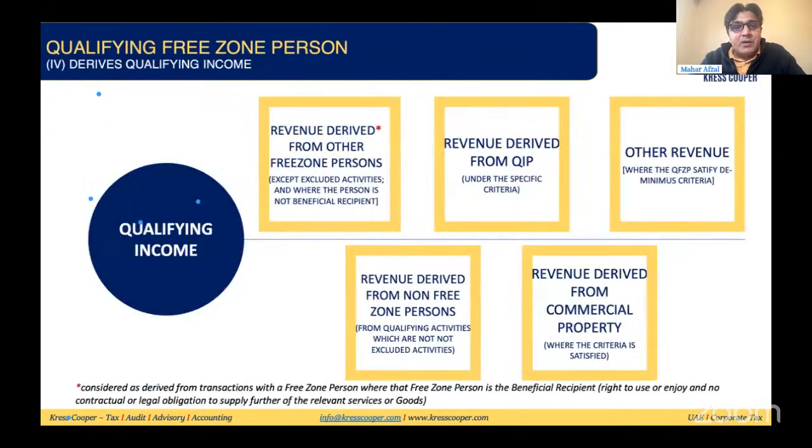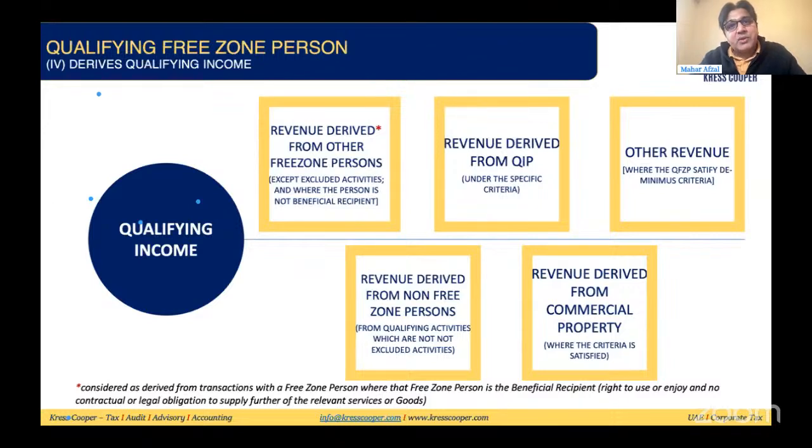This is the qualifying free zone person. Qualifying income is income derived from another free zone person, where the other free zone person is the beneficial recipient. Revenue derived from a non-free zone person from qualifying activities, except excluded activities. Qualifying intellectual property revenue derived from the qualifying intellectual property. One stream of the commercial property we have already discussed, that is qualifying income as well. Any other income, if the de minimis criteria is being met, where the non-qualifying revenue is less than 5% or 5 million, whichever is lower, will be considered qualifying.